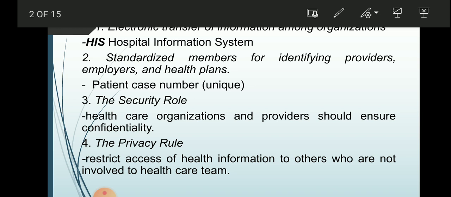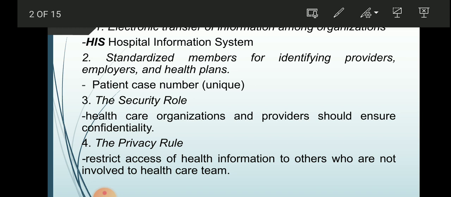So that's why we have our unique login account, username and password, so that we are only allowed to access this during our duty hours. So we are not allowed to access that outside the hospital. And we really have to use our own account because the liability corresponds to that specific employee who used that specific login credentials.